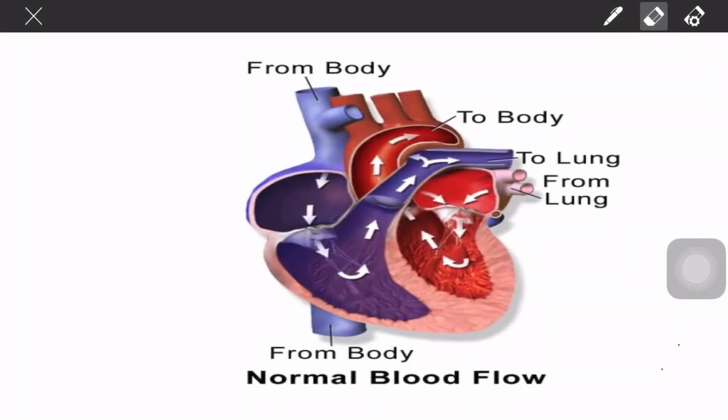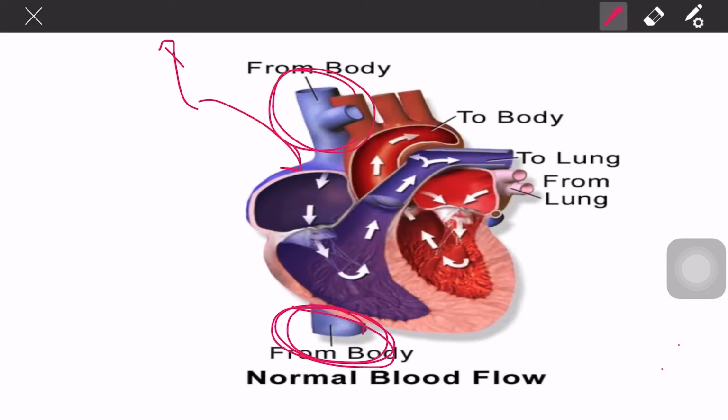Quick review on the anatomy of the heart. So first, the blood coming from the lower extremities will enter the heart through the inferior vena cava. This is the inferior vena cava. And then the blood coming from the upper extremities will enter the heart through the superior vena cava.